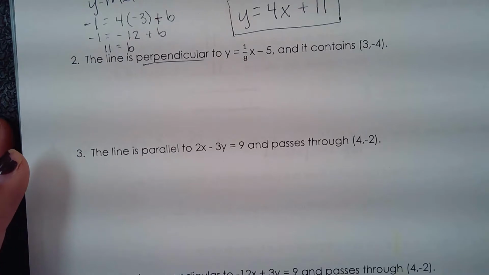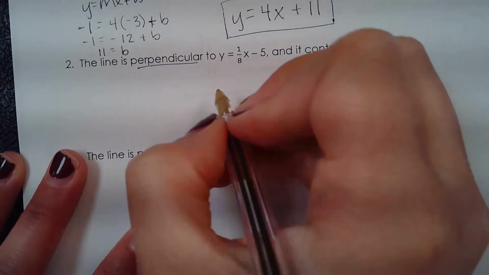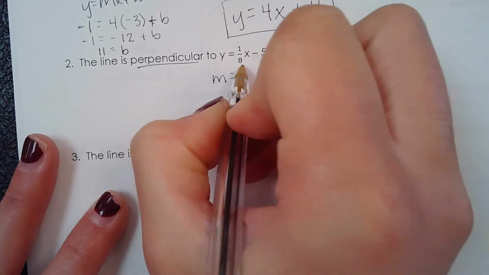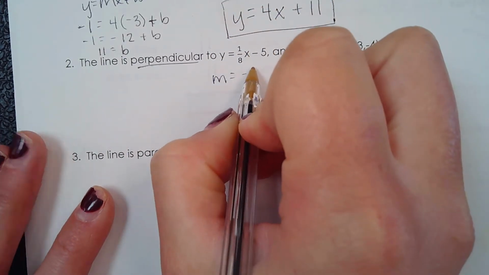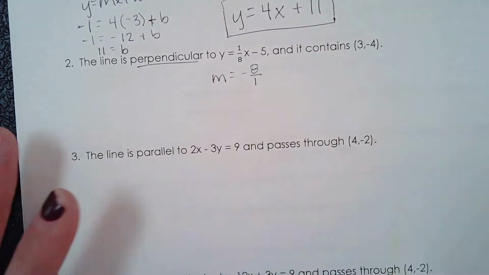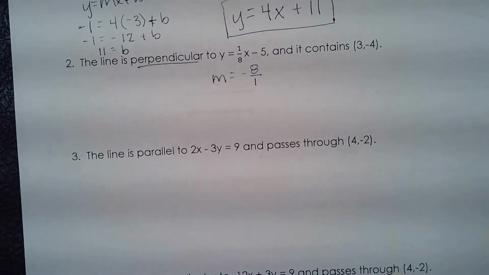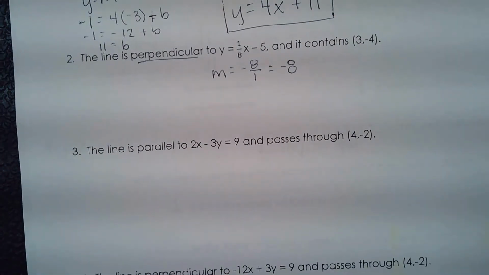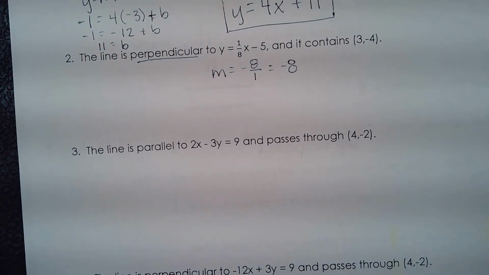What's the slope of the line that they gave us? 1/8. So our slope needs to be opposite reciprocal, right? So instead of positive, what's it going to be? Negative. Instead of 1 over 8, what are we going to have? 8 over 1. So really, it's just like negative 8, right? Are we all right with that? So we have our slope.